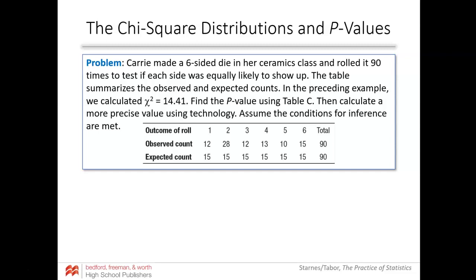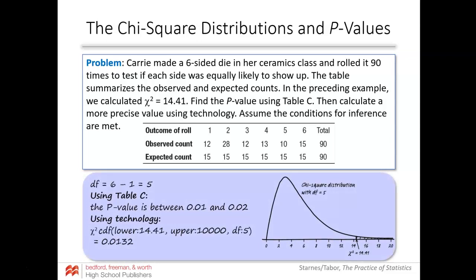Oh, back to Carrie and her die. So remember, we found her chi-square statistic to be 14.41. And now they want us to use good old table C to find the p-value, and then we're going to be a little more precise and use technology. We're going to just assume all the conditions for inference are met, which we haven't really talked about, and we really need to. It's coming up, I promise. So for Carrie, she had 6 sides to her die, so her degrees of freedom, 6 minus 1, is 5. If they went to table C, they would go down to degrees of freedom row 5 and try to find where 14.41 was. It was between these two values.